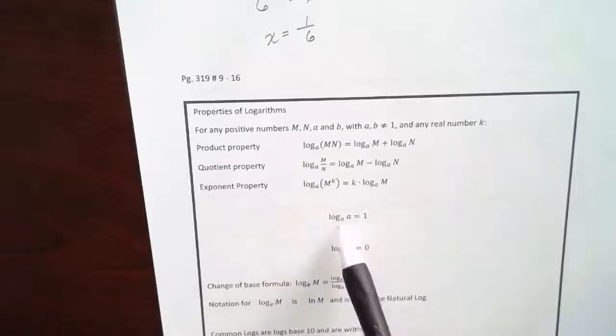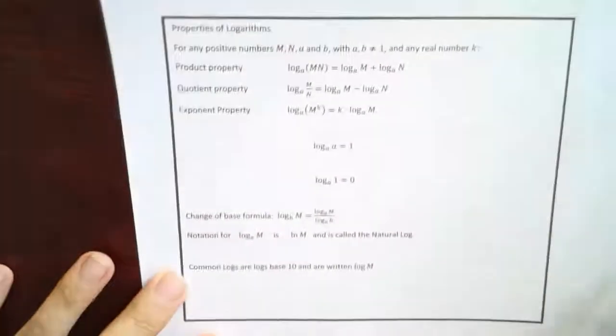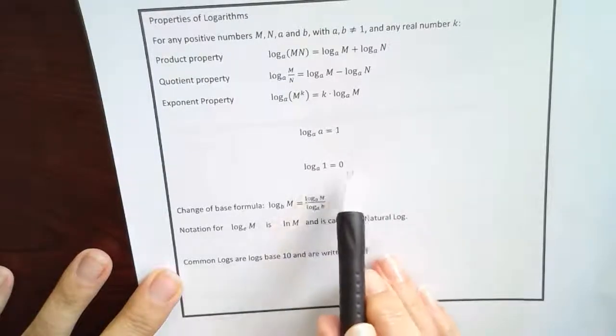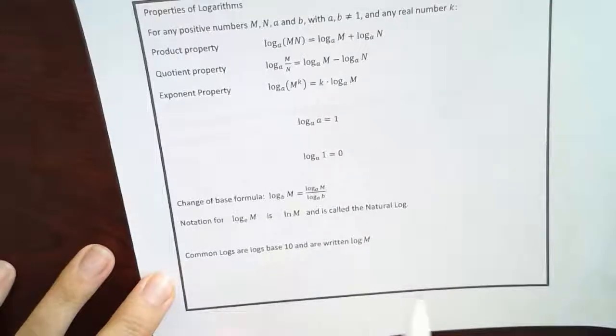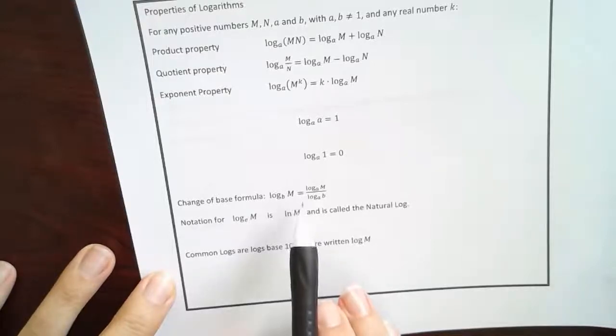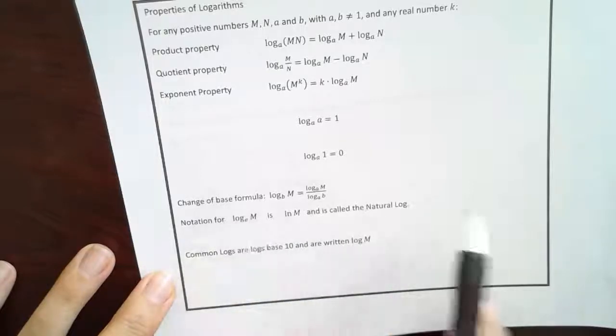Now, log base a of a equals 1, so anything to the first power is itself. And log base a of 1 is equal to 0, so anything to the 0 power is always 1. If you need to change the base, before we had calculators that couldn't do anything other than log base 10 and log base e, which are natural logs, the ln's, we have to convert them.